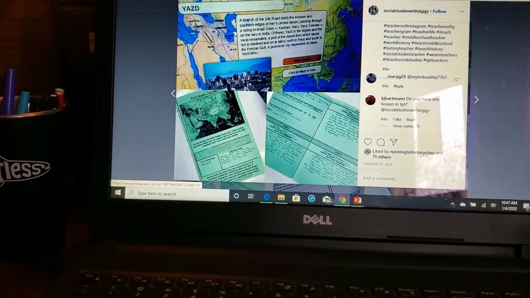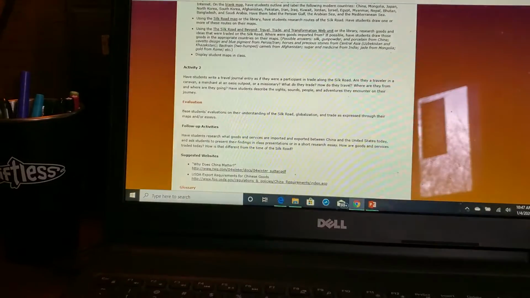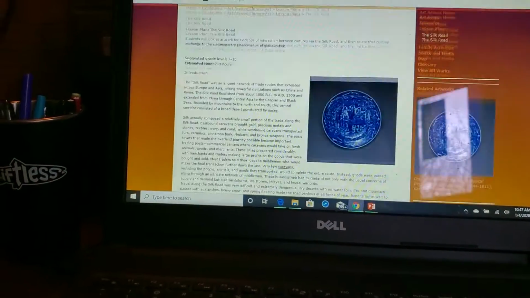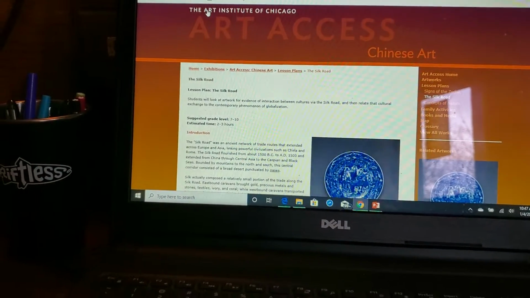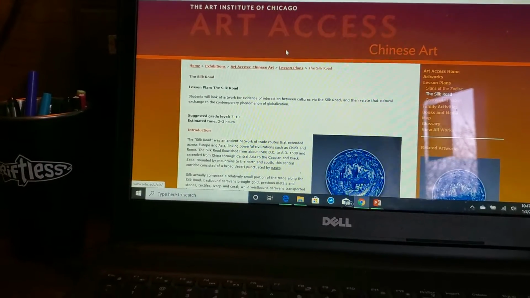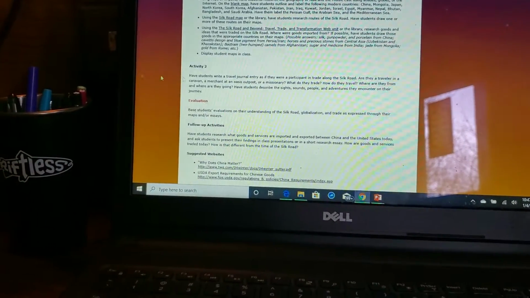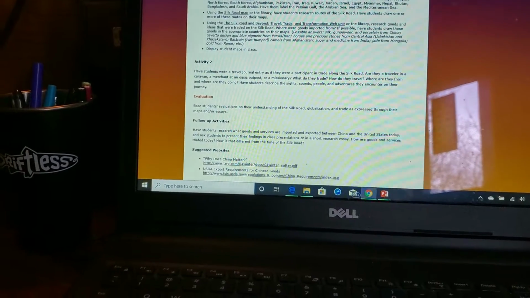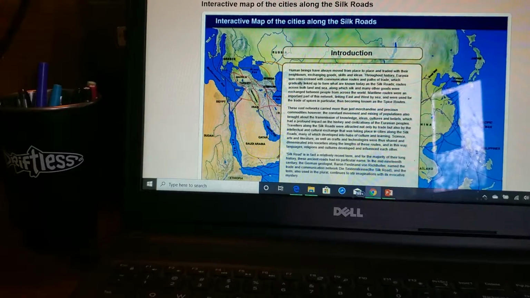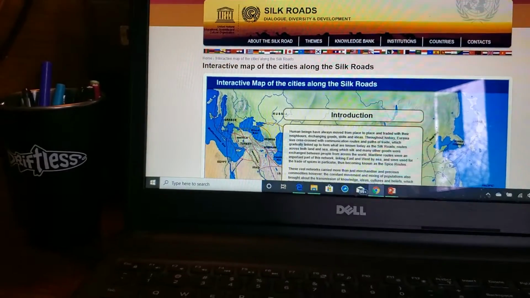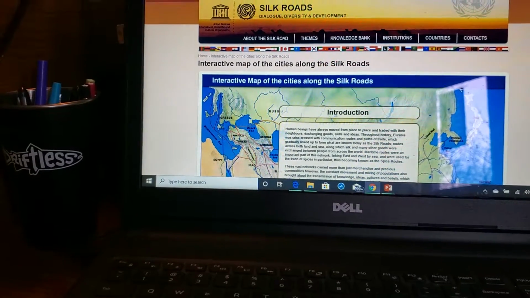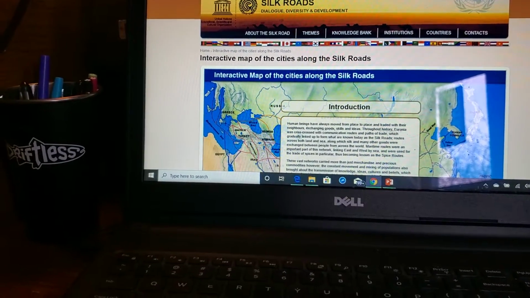I borrowed from this, as well as this idea I found on the Art Institute of Chicago. They have several ideas on teaching the Silk Road, and I borrowed from Activity 2. And I utilize UNESCO's interactive map resource, which Social Studies with Siggy also uses.